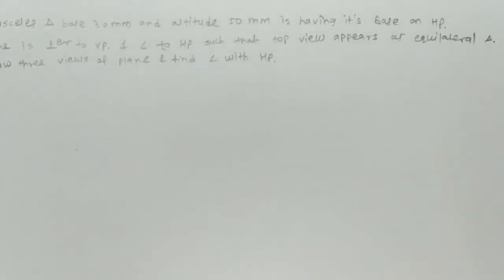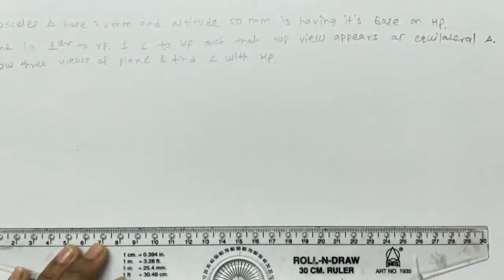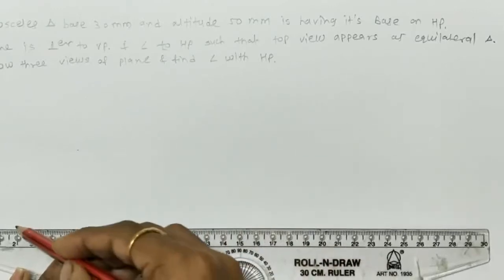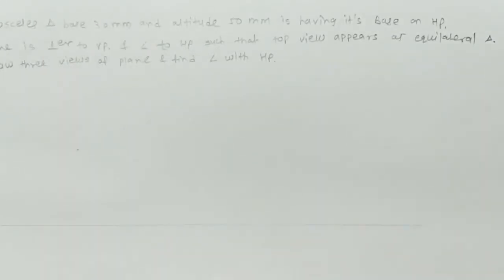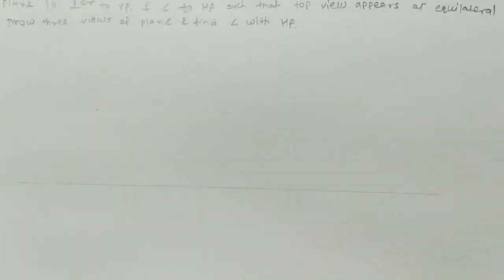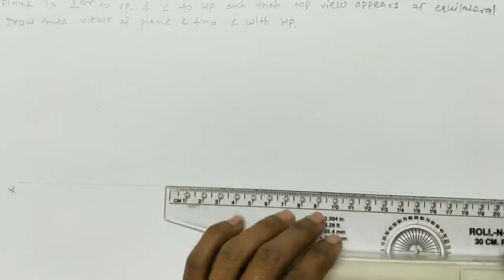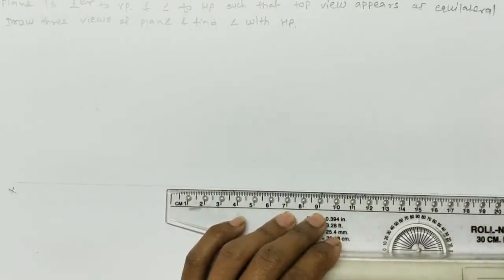So for this, first of all, we will draw an XY line, like this, and give the name X to this line. We have to draw three views, so extend this line and give its name here as Y. So X and Y.